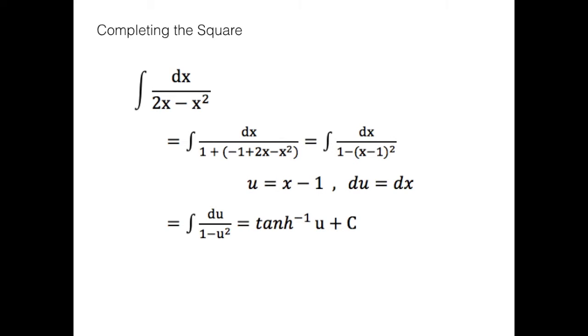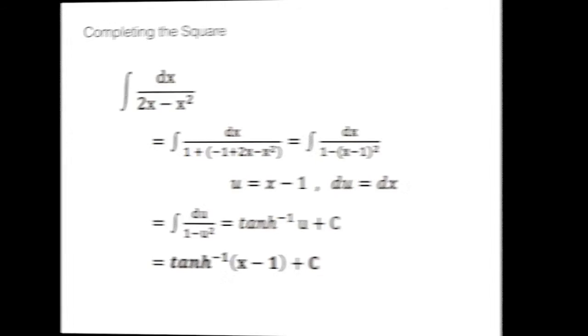So if we remember that the antiderivative of tanh inverse is 1 over 1 minus x squared, we can solve this integration and set it as tanh inverse u plus c. And then simply undoing the u substitution, we get our final answer of tanh inverse (x minus 1) plus c. Okay, next up is eliminating roots.